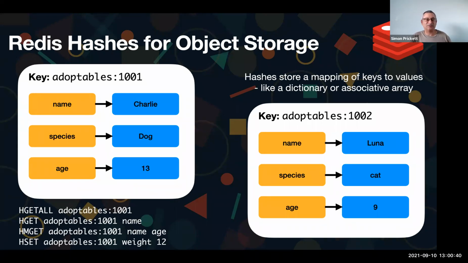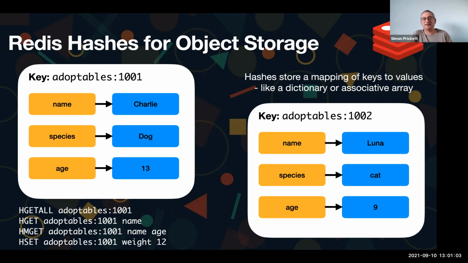Or I can ask it just for Charlie's name, or Charlie's name and age and his weight, and I can add a new field called weight, and that won't apply to Luna because there's no schema here, so the other instances don't care. And all of this is brilliant if I'm accessing it via adoptables:1001. So this makes for a terrible website experience.